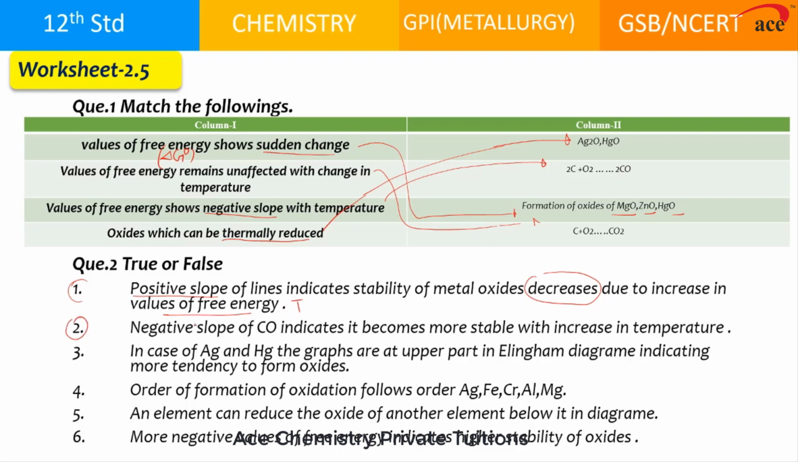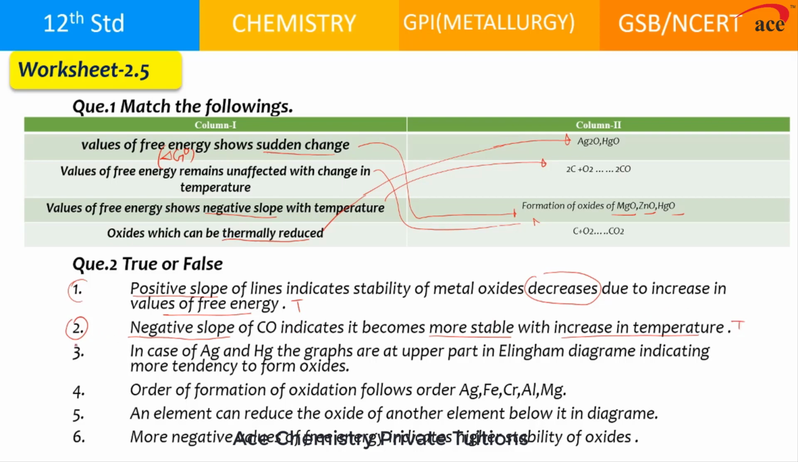Second one, if you'll see, negative slope. In this case, the graph falls down. In negative slope, the carbon monoxide line indicates it becomes more stable with increase in temperature. Again, the same principle is applied. Lower is the value of delta G naught, higher is the stability. So the statement is what?